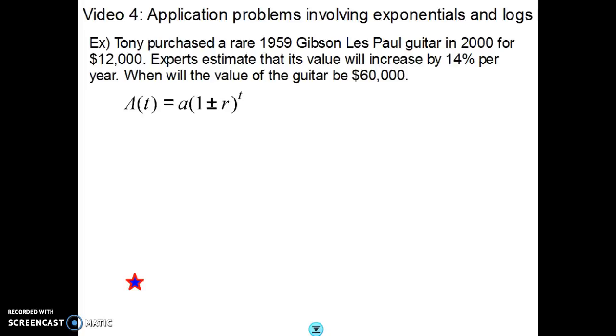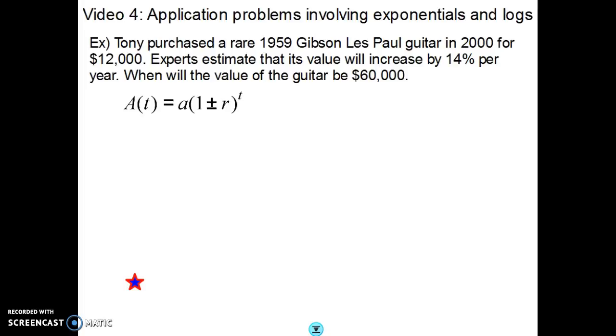So, to read the problem again, Tony purchased a rare 1959 Gibson Les Paul guitar in 2000 for $12,000. Experts estimate that its value will increase by 14% per year. When will the value of the guitar be $60,000?